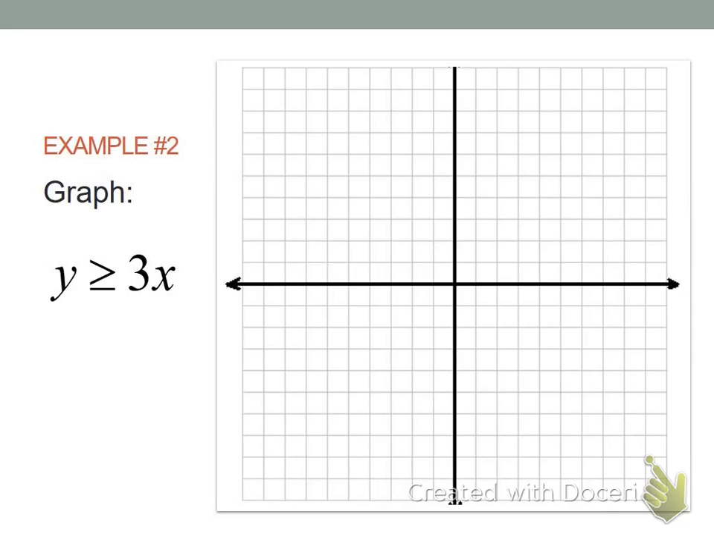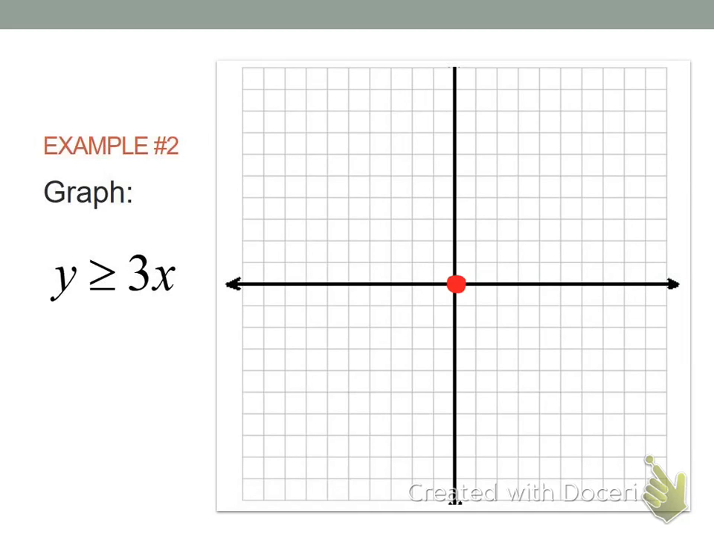Can somebody new raise their hand and tell me where they think I should start this graph? Emily? Are we adding or subtracting anything on the end here? No, so 0. So our y-intercept is 0 because that's what our b would be if we think about it as y equals mx plus b. And then what is our slope?